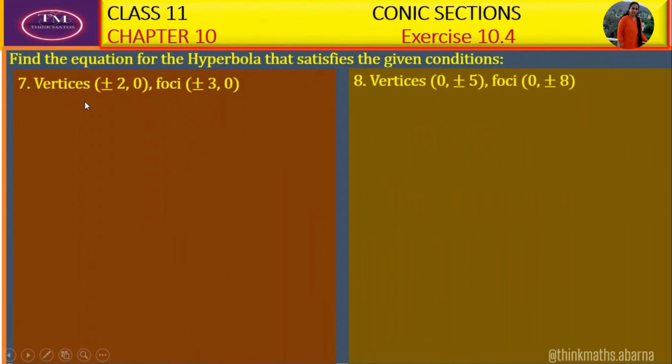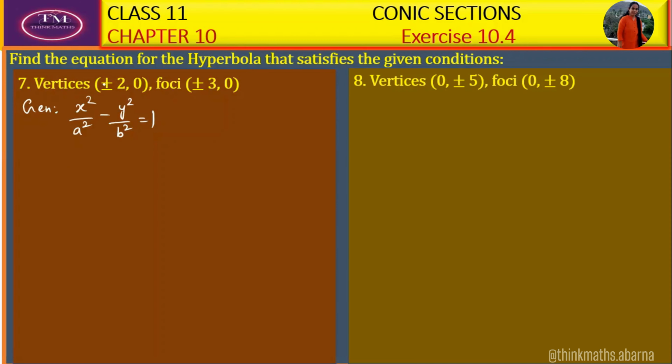Yes, from the seventh problem, we have to find the equation. If you check the seventh and eighth, vertices and foci are given, and the x coordinate is given. So the transverse axis is the x-axis. So the general equation will be x square by a square minus y square by b square equal to 1. This is the general form of this hyperbola.